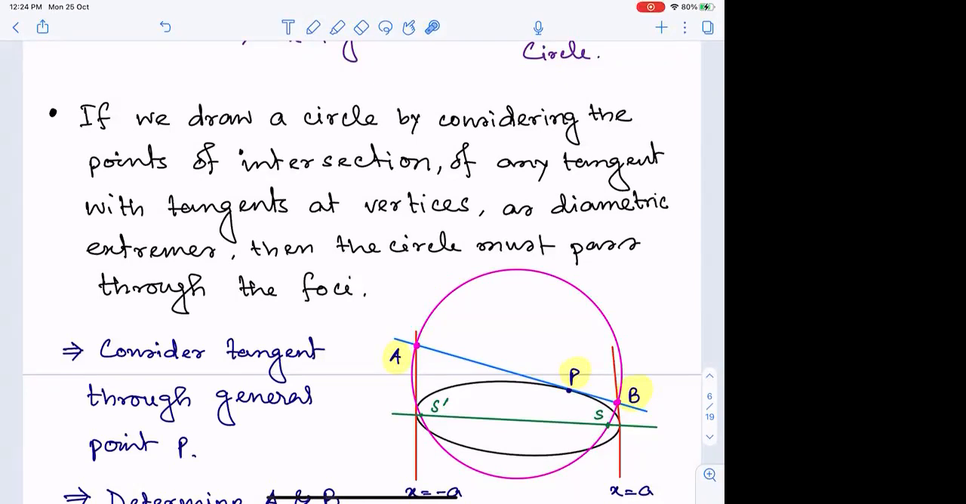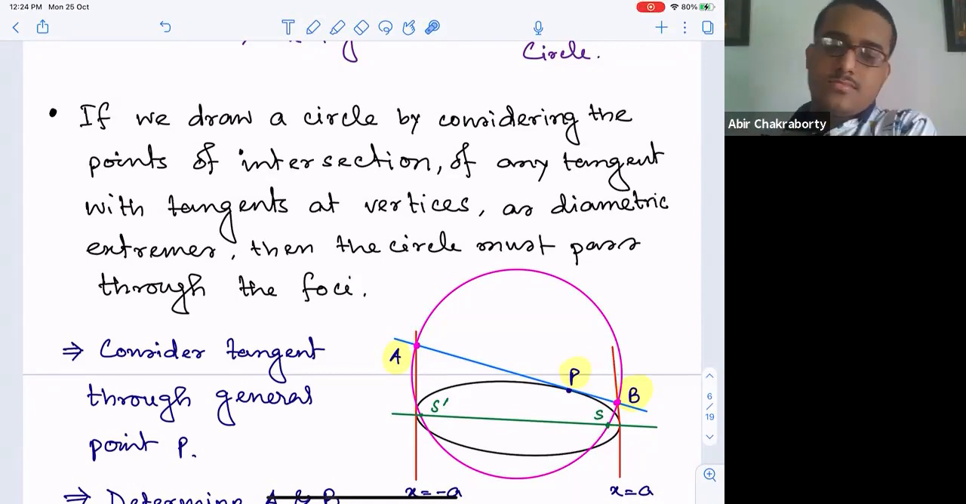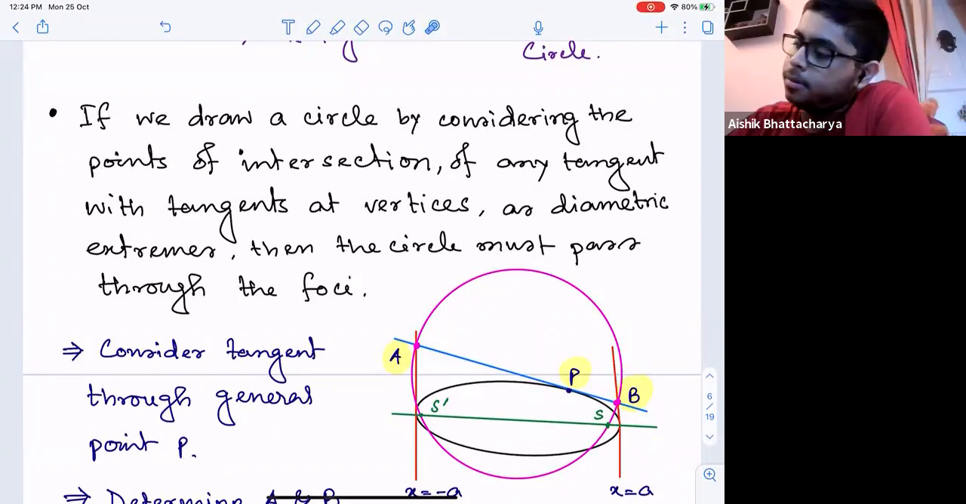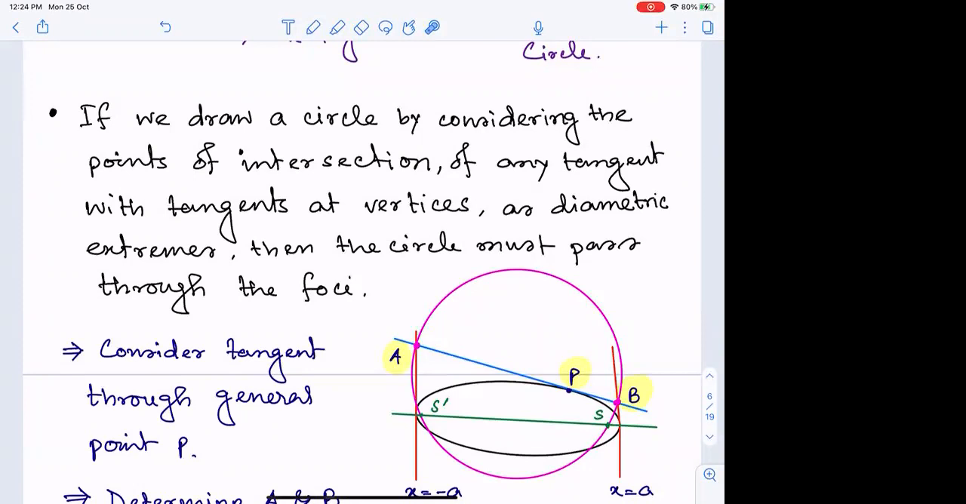So as per the description, can you follow the diagram? Yes, sir. Now, what should be our targeted approach to establish this? If we can show that angle AS dash B is a right angle, or angle ASB is a right angle, that will be sufficient, because we are considering a circle with AB as diameter. Then they can be identified as semicircular angles, and hence definitely will lie on the circle.